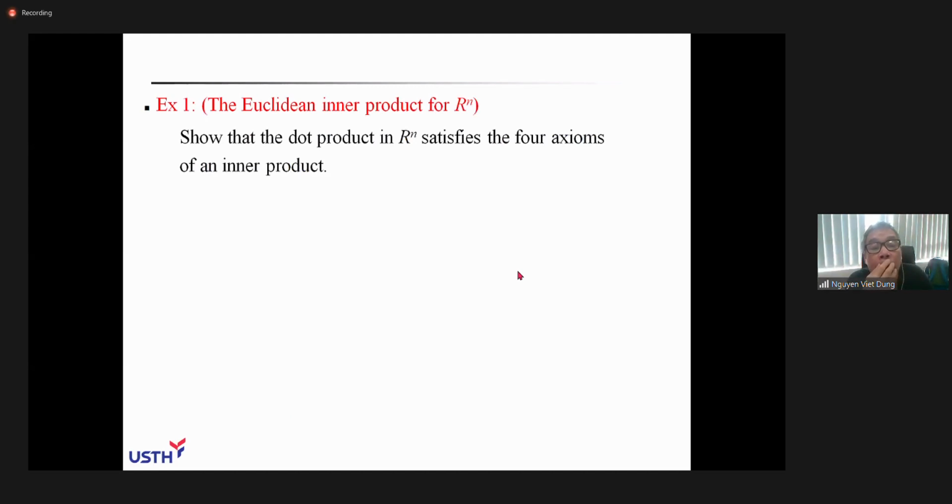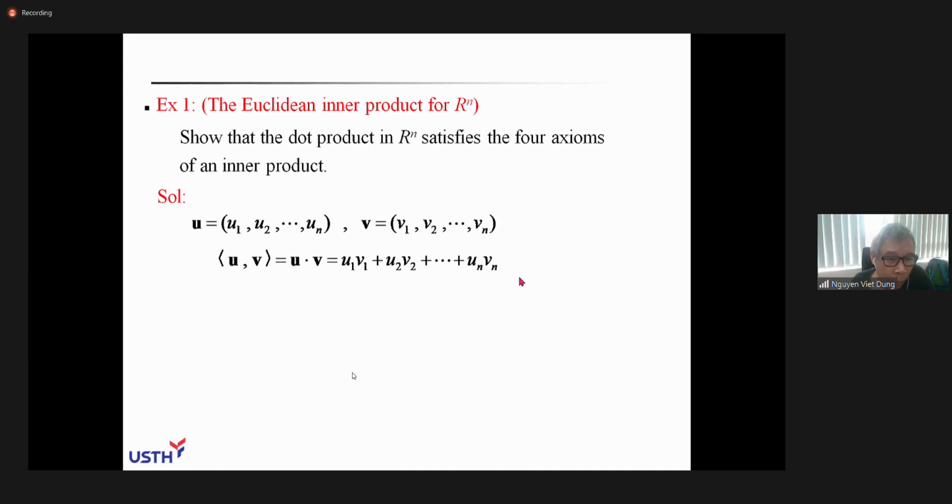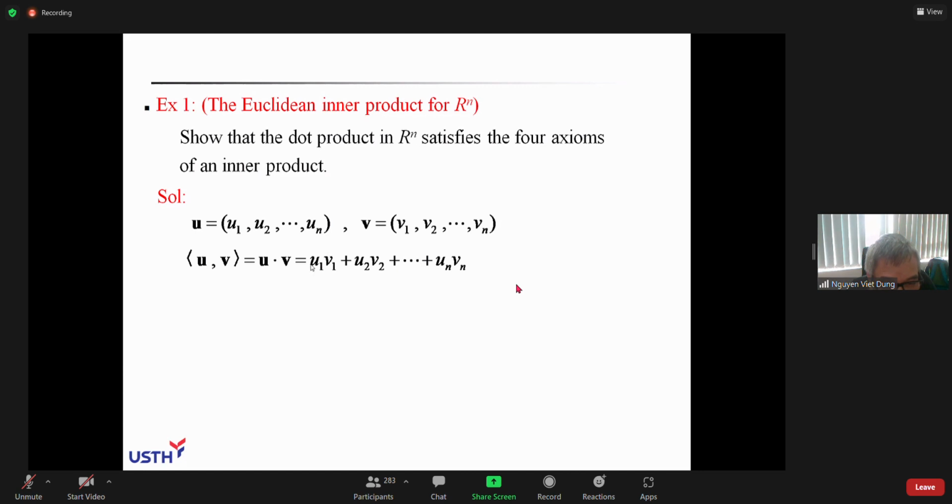Now we go to the first example. The example requires you to verify that the dot product we considered in the previous slide, that is the dot product in n space, satisfies all 4 axioms of an inner product. We can verify it here. Given U and V with coordinates like that, we define the inner product of that to be the dot product. Now we need to verify that it satisfies all 4 properties.